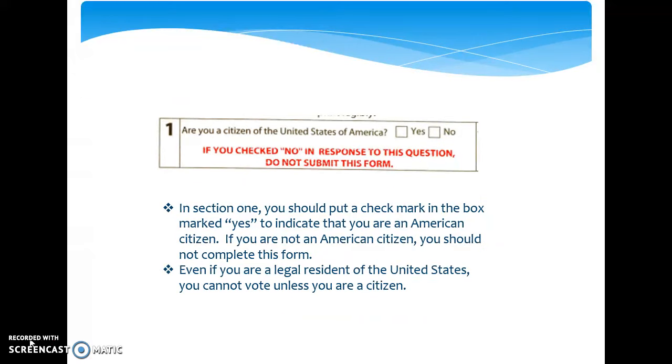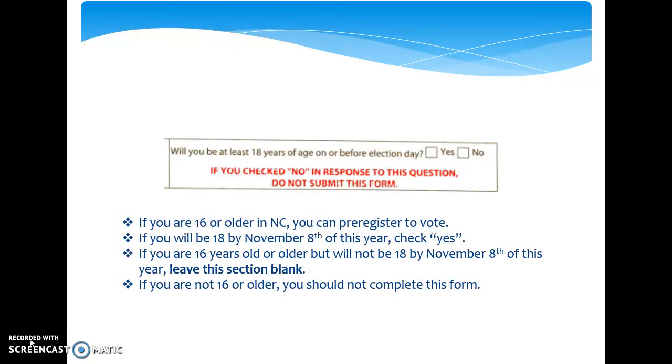In Section 1, you should put a check mark in the box marked yes to indicate that you are an American citizen. If you are not an American citizen, you should not complete this form. Even if you are a legal resident of the United States, you cannot vote unless you are a citizen.